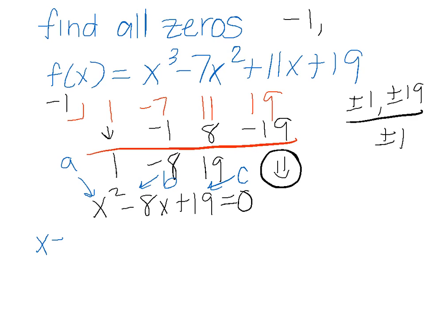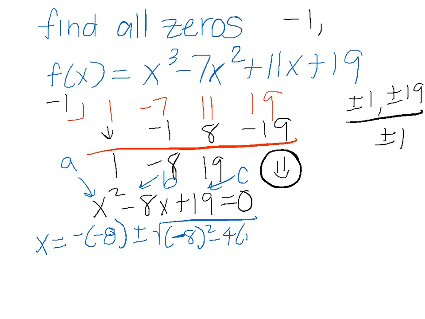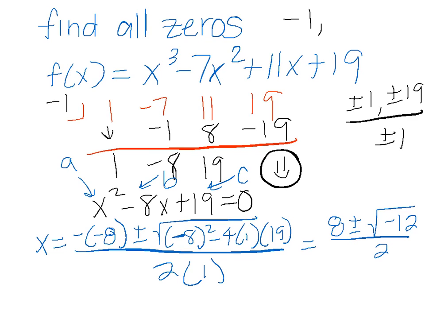So I'm going to do x equals negative b. Yes, you need to have this memorized. Plus or minus the square root of b squared minus 4ac divided by 2 times a. So I get 8 plus or minus root negative 12 divided by 2.